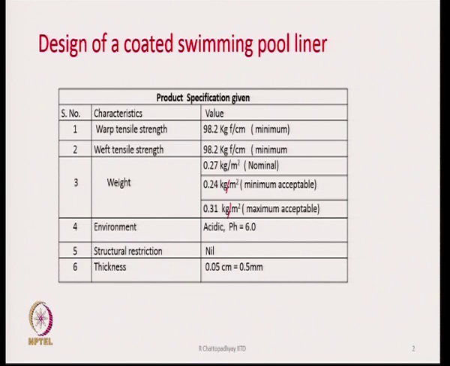Structure restriction nil, that means there is no restriction on the type of weave that we are going to use. It could be plain, it could be twill, it could be whatever, that has been left to the designer, any construction is fine. And then ends and picks densities are also not given, that also can be decided. The thickness has to be 0.05 centimeter, that is 0.5 mm.